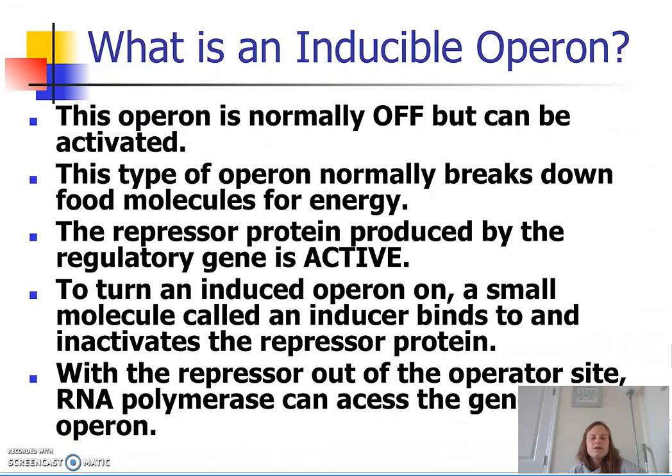There are two different types of operons. There's the inducible operon and the repressible operon. In this video, we're going to focus on the inducible operon. The classic example of an inducible operon is the lac operon, and this type of operon is normally off, but it can be activated. In other words, it can be turned on. And this type of operon normally breaks down food molecules for energy. So in the example of the lac operon, if lactose is present, we want to turn on the operon so that it can create enzymes to break down that lactose so the prokaryote can use it for energy.